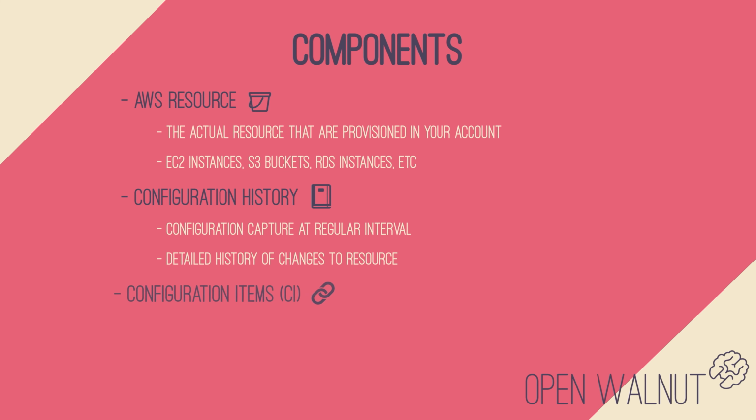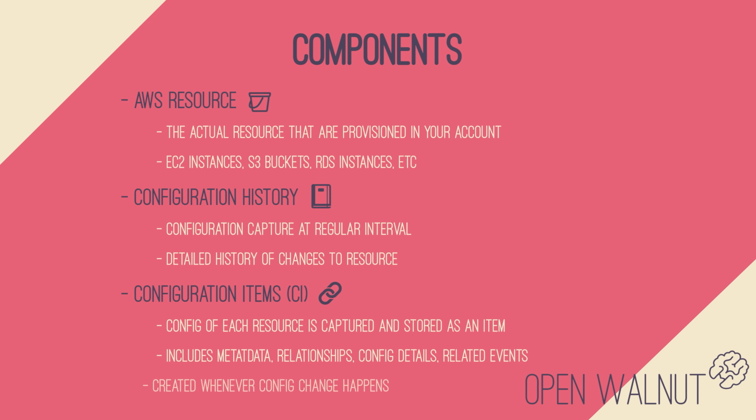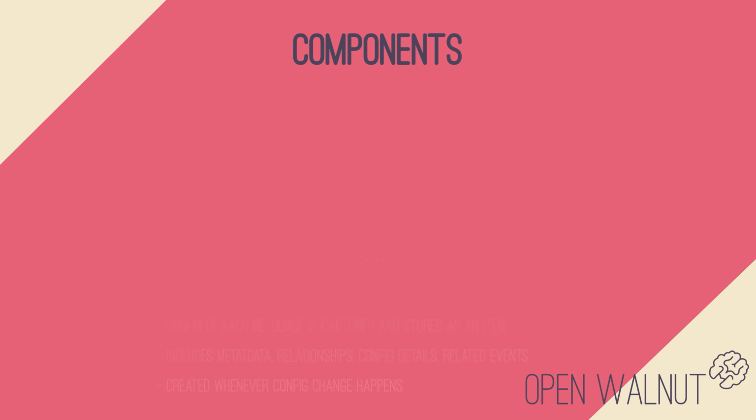Following, we have configuration items. AWS Config captures and stores the configuration of each resource in your account as a configuration item. Configuration items include metadata such as resource type and ID, relationships, configuration details, and related events. AWS Config creates a configuration item whenever a change happens to the resource that it's recording.